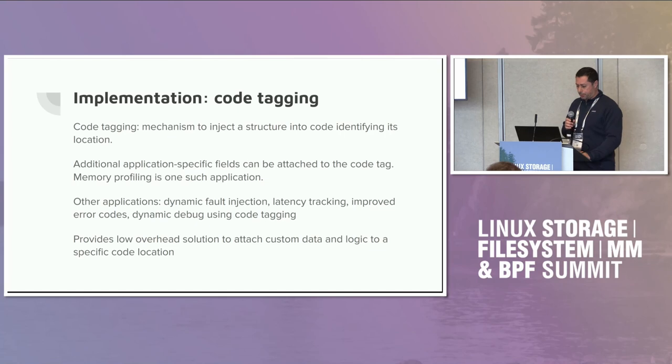Implementation-wise, we came up with this code tagging framework. Code tagging is a mechanism to inject a structure which identifies a code location. And based on your application, and memory profiling is one such application, you can attach to each code tag an additional field or structure. In this case, we are attaching a counter. We'll be counting how many bytes were allocated from this particular code location. There are other applications. We showed that in the original RFC. We implemented dynamic fault injection, latency tracking, and improved error codes.